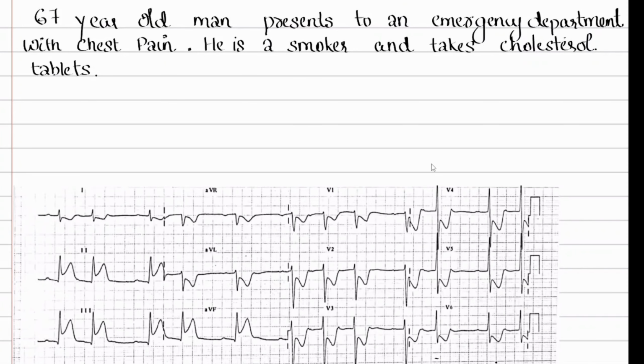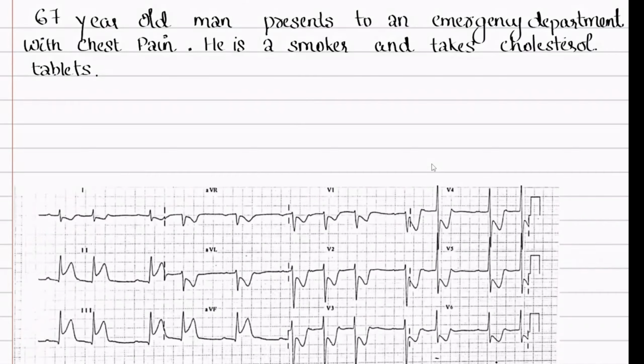A 67-year-old man presented to the casualty with chest pain. He is a smoker and he takes an atorvastatin tablet for cholesterol. One thing to point out here, which is most important, is that the patient is a smoker. The patient is a smoker, and he takes a tablet for cholesterol.